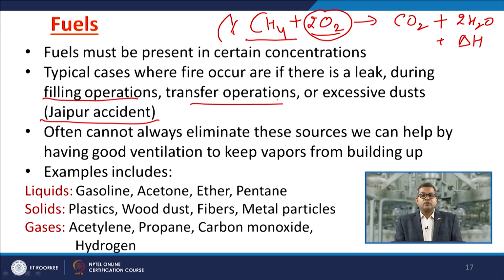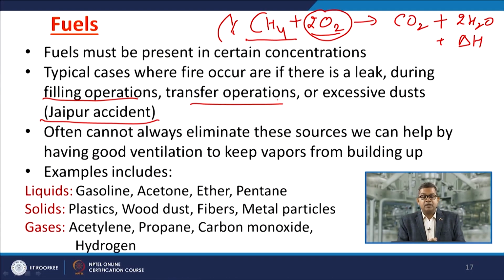Sometimes it is very impractical to eliminate all things, like all arms or any one arm of the fire triangle. Like if you wish to cook something in your kitchen, how can you imagine the scenario that your fire triangle is not fulfilled? You require the presence of fuel, you require the presence of oxygen, you require the presence of a source of ignition, and above all you require that a net chemical chain reaction be there. So we cannot always eliminate these sources. We can help by having good ventilation, or we can have the help of good housekeeping to keep the vapors from building up.